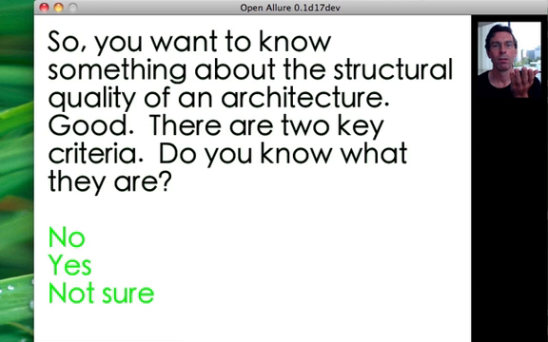Hello. So, you want to know something about the structural quality of an architecture? Good. There are two key criteria. Do you know what they are? No, yes, not sure.